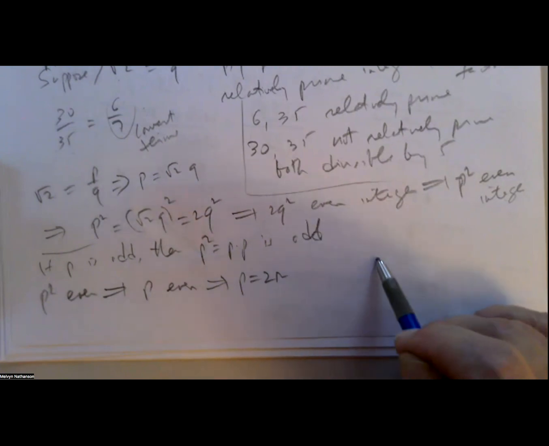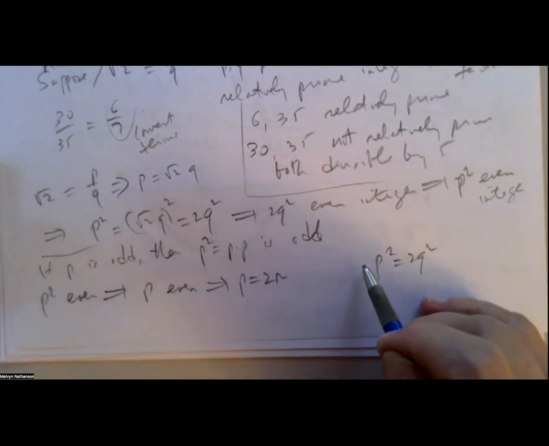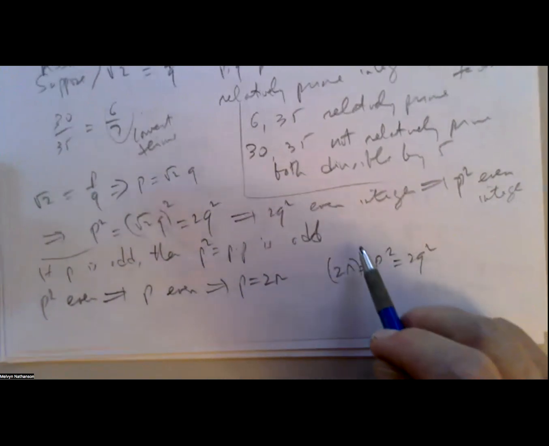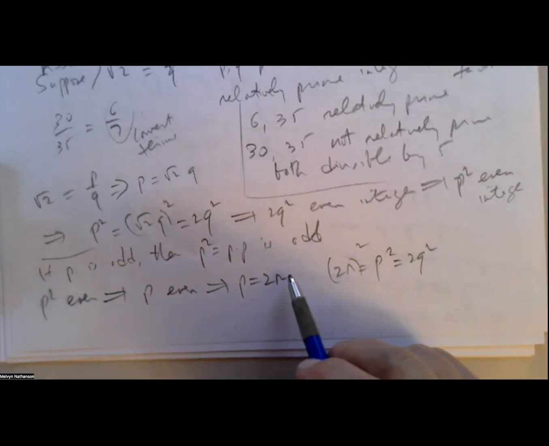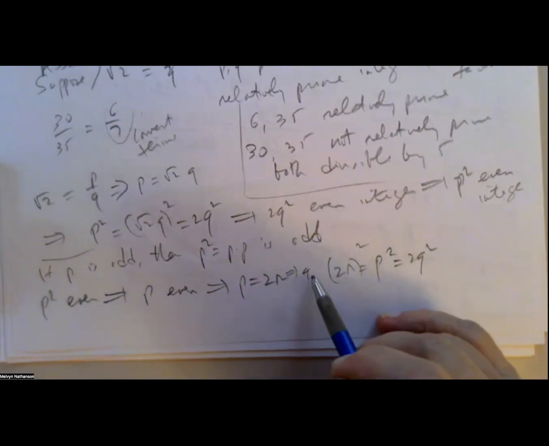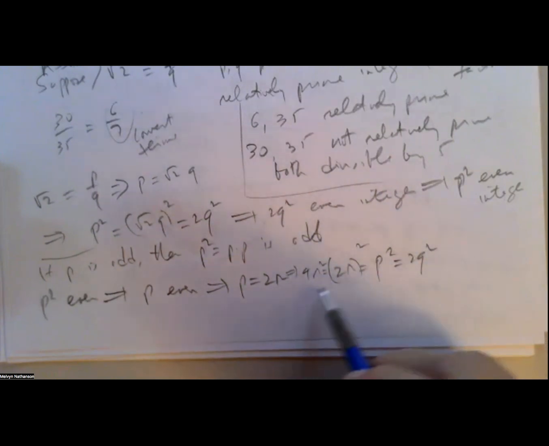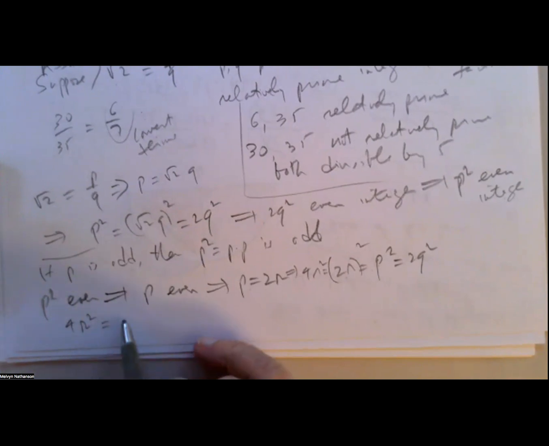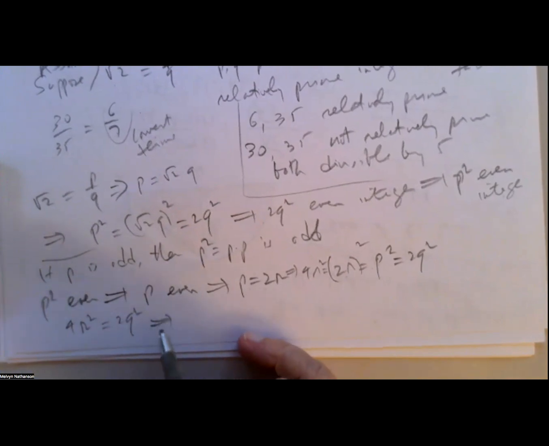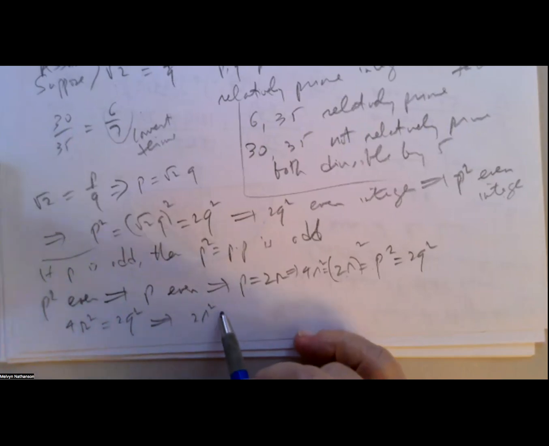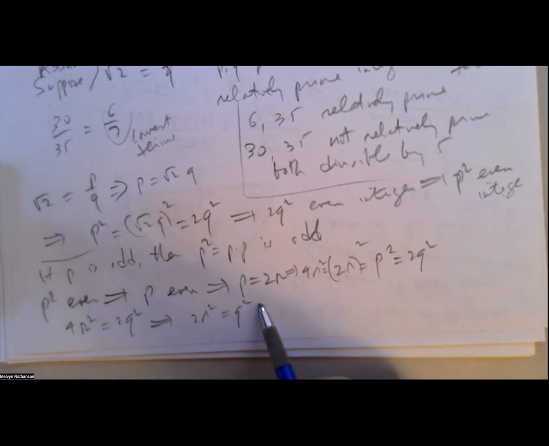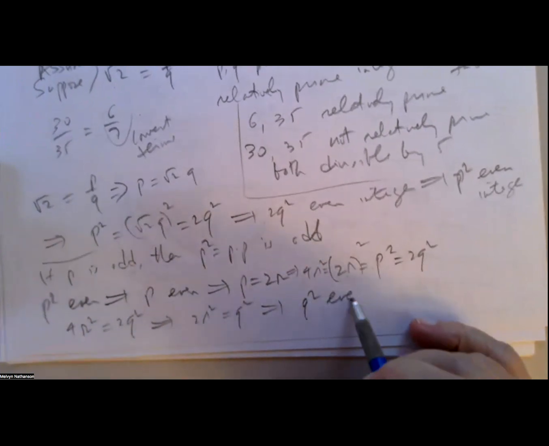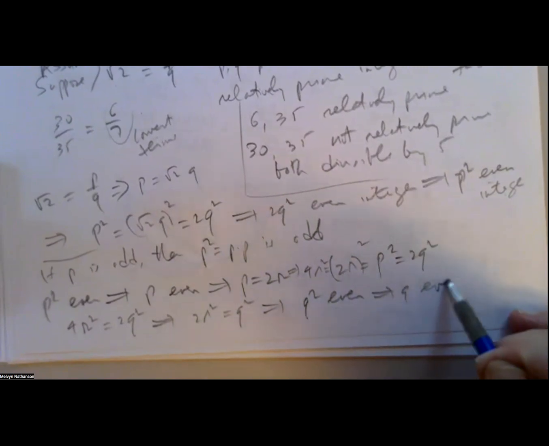So we have P squared is 2Q squared, but P is 2R, so that's the same as (2R) squared. (2R) squared is 4 times R squared. So we have 4R squared equals 2Q squared. If you divide by 2, you get 2R squared equals Q squared. So Q squared is even, which means Q is even.